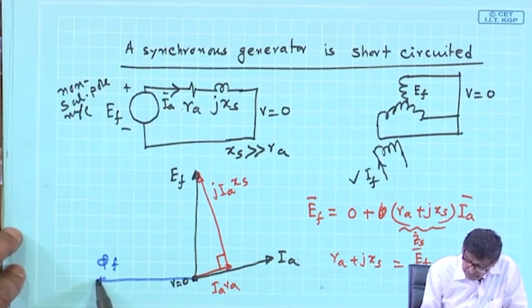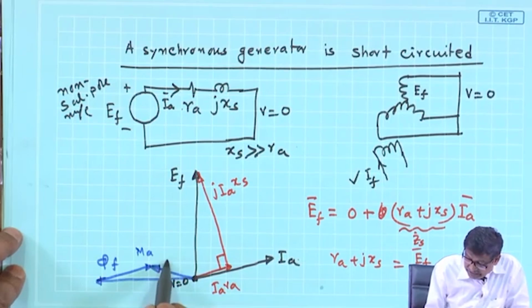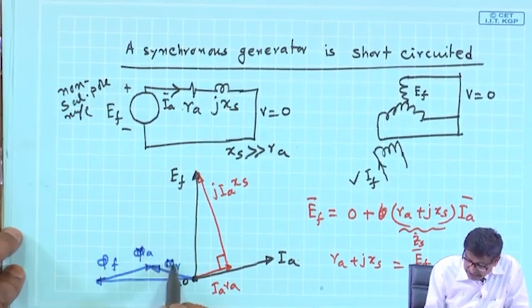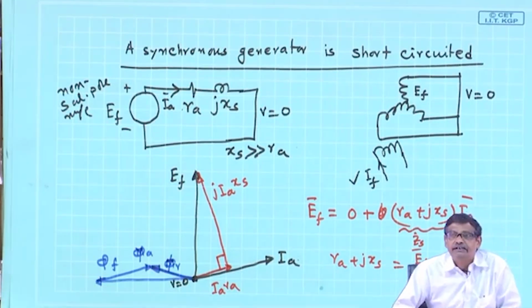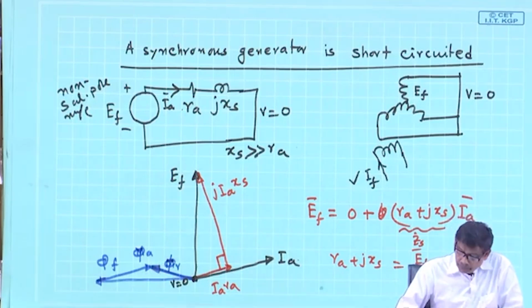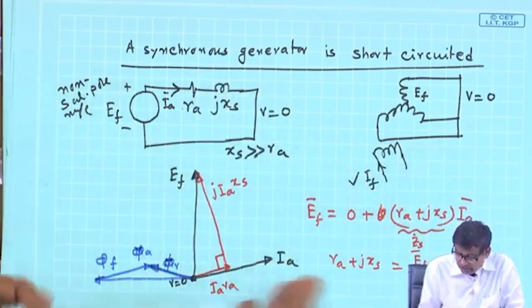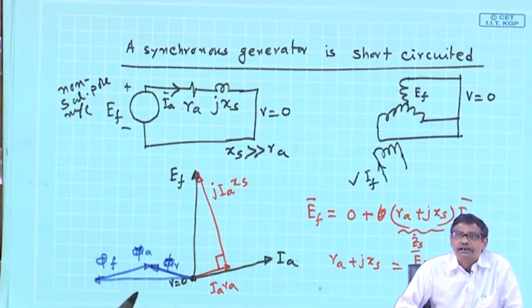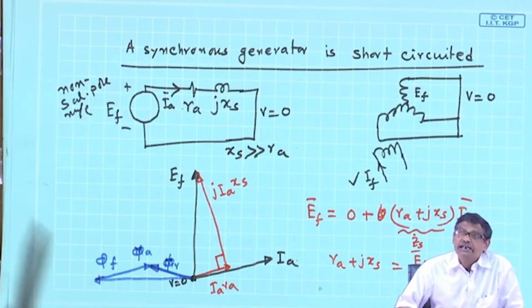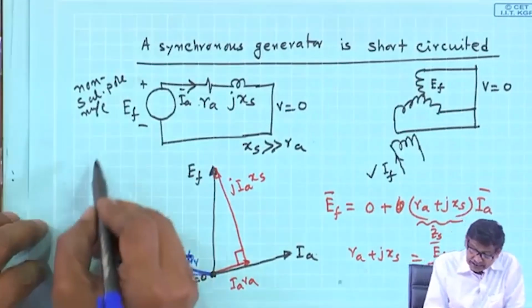Resultant field MF plus MA in the machine, that is phi A and phi R, will be much less, because IA is almost opposing phi F, demagnetizing. Therefore, even with large current, because current will be lagging EF almost by 90 degrees, it is almost demagnetizing this phi F effect, and the machine will always be under linear zone. Therefore, short circuit characteristics will always be a straight line, but open circuit characteristics not.